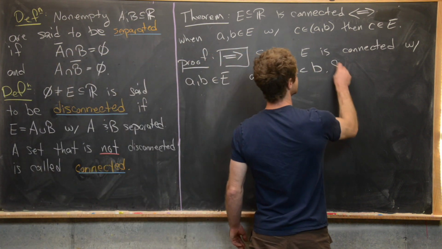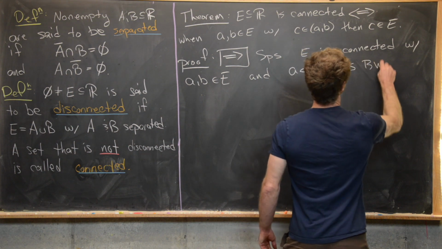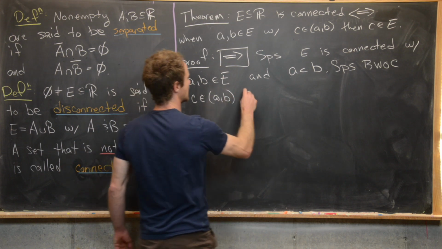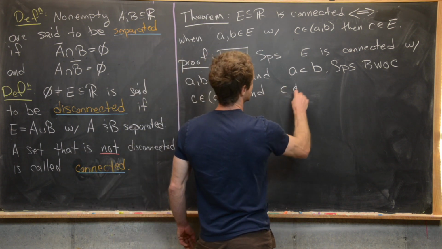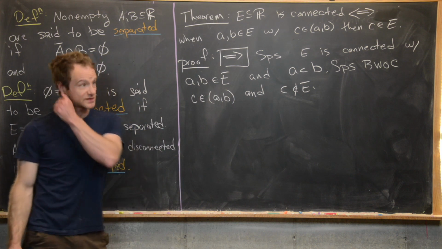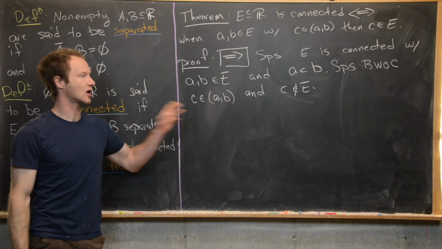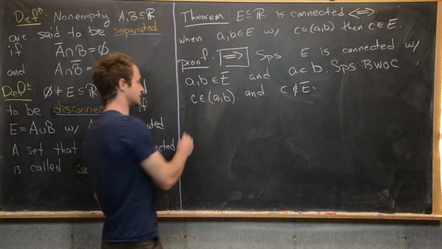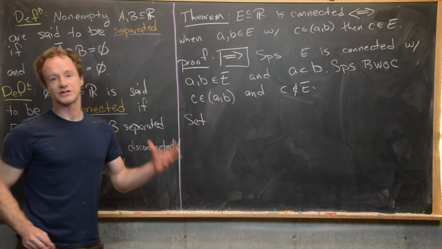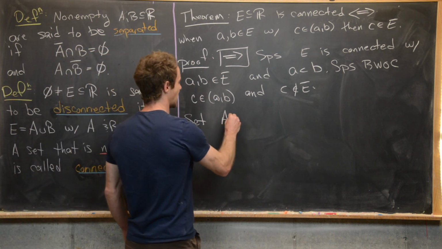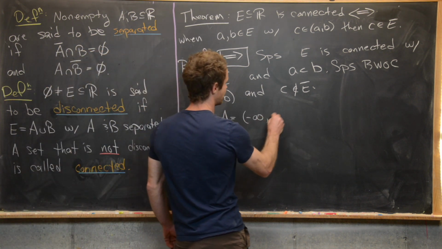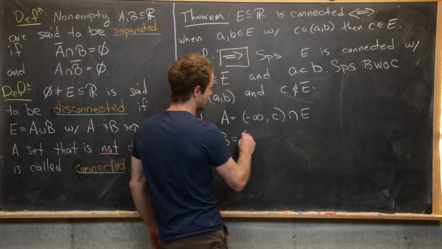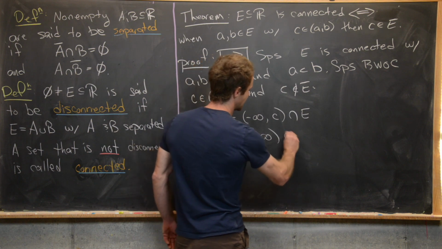And suppose, by way of contradiction, that C is between A and B, and C is not an element of E. And so we want to get a contradiction to this, and what we are contradicting is this assumption that C is not an element of E. So now I'm going to build two sets, and those two sets will be A, which is equal to minus infinity up to C intersected with E, and I'm going to let B be C up to infinity intersected with E.